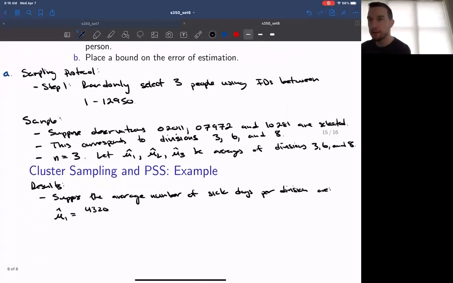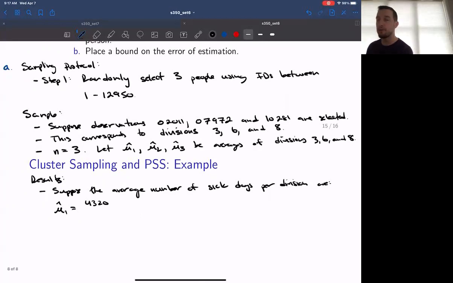So we randomly selected 3 people. From those 3 ID numbers, we got our 3 divisions. And then I'm just declaring that mu hat 1, 2, and 3 will be the averages of those 3 divisions respectively. So now let's suppose mu hat 1 is equal to 4,320 divided by 2,100, the division size. So we have total number of sick days divided by size for this division, which gives us 2.06.